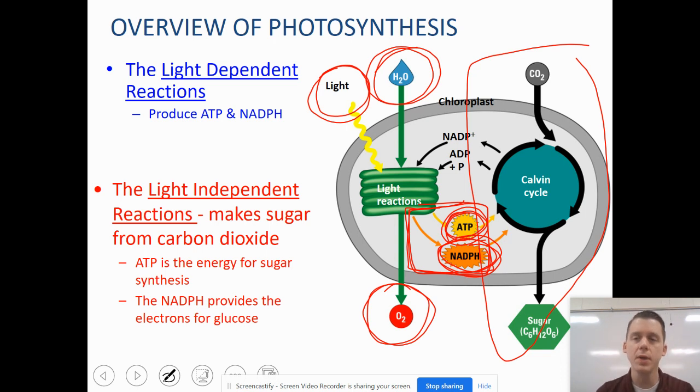sugar. And we're going to look into a bit more detail into this overview of the light reactions and the Calvin cycle next. If you have any questions, please let me know.